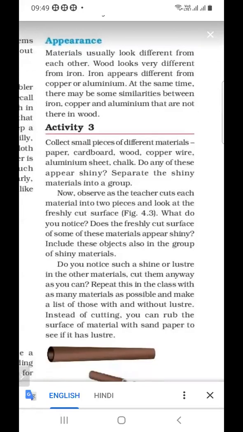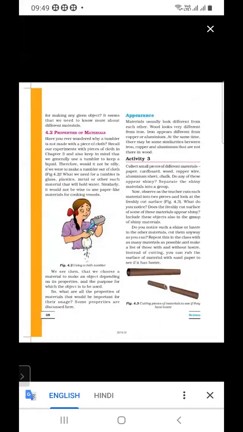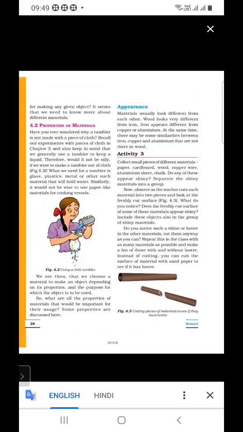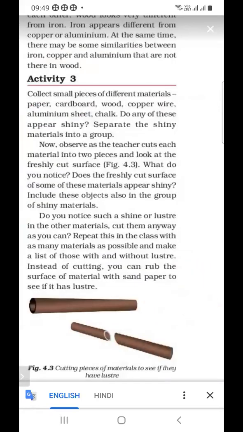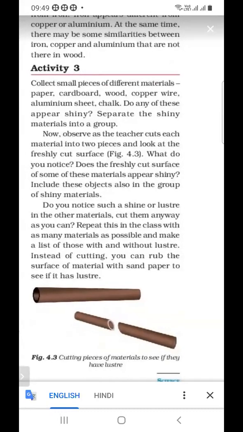So there are two types of objects, lustrous and non-lustrous. The objects which shine are called lustrous objects, and the objects which do not shine are called non-lustrous objects. So how can we find whether a material has lustre or not? With the help of two things, we can find the lustrousness in any object.